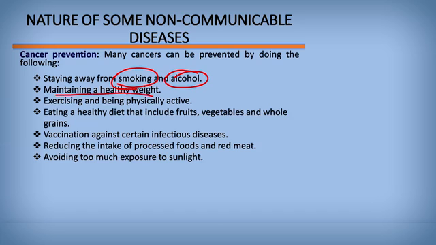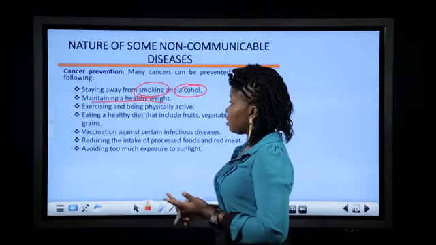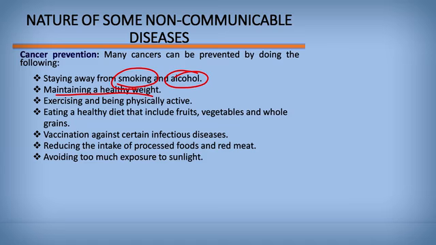Another cancer prevention is maintaining a healthy weight, okay? Maintaining a healthy weight actually keeps a lot of diseases away from us. Apart from cardiovascular diseases and diabetes, it also helps with cancer prevention. Exercising and being physically active. We have also said that exercising helps to strengthen our immune system. Another one is eating a healthy diet that includes fruits, vegetables, and whole grains.